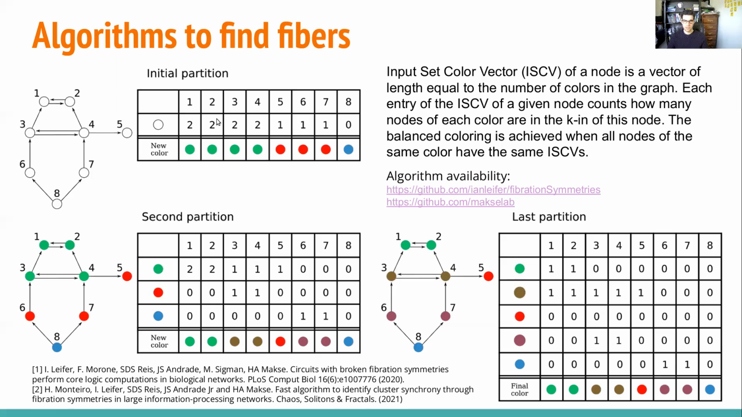In order to get to the balanced coloring, we can go through a process called partition refinement. This is an initial partition where all of them are of the same color. We create a new partition based on the input set color vectors. We recolor the graph, find the new input set color vectors, and do it again, and then ultimately we get the final coloring that is balanced, in which nodes of the same color have the same input set color vectors, and nodes of different color have different input set color vectors. For further reading, you can see these two papers. Variations of this algorithm are available on our GitHubs as R packages and as a Python package for you to use.